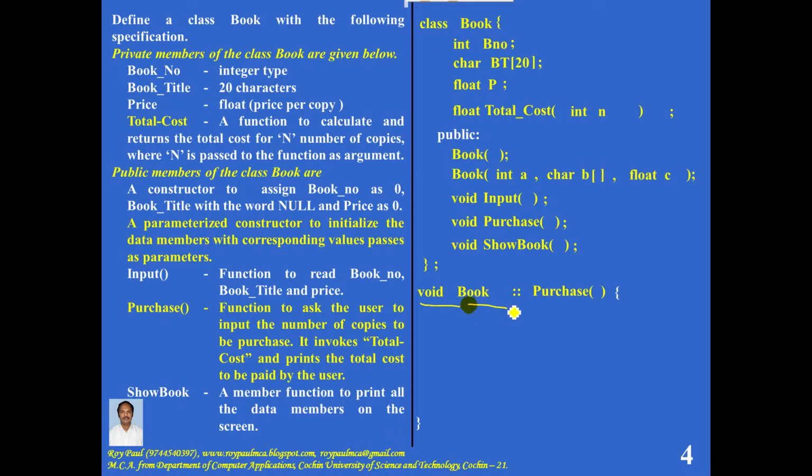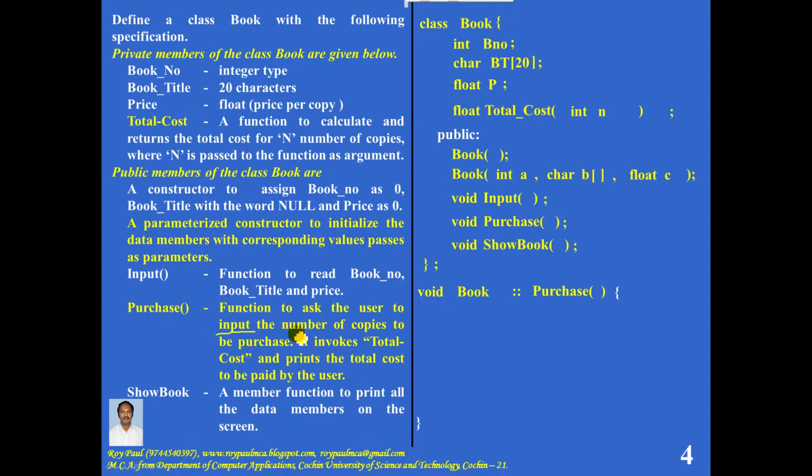Return type, class name, scope resolution operator, function name, signature is not there, and opening curly bracket, closing curly bracket. How will you write the body of the function? Read the explanation. A function to ask the user to input. So out of these 6 words, input comes. The 6 words are read, enter, input, type, accept and fetch. So it means a quantity must be entered from the keyboard.